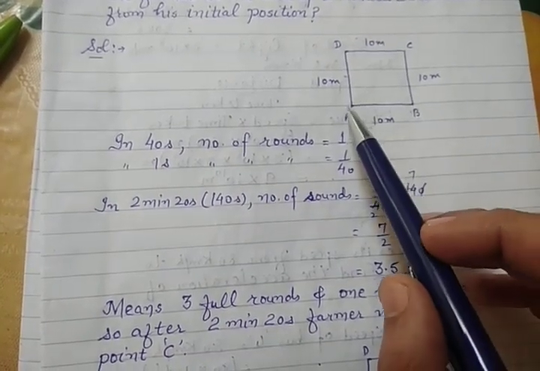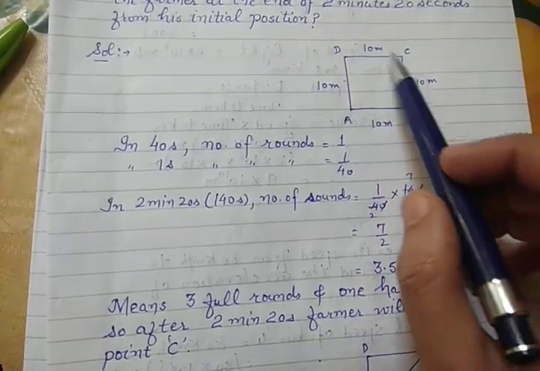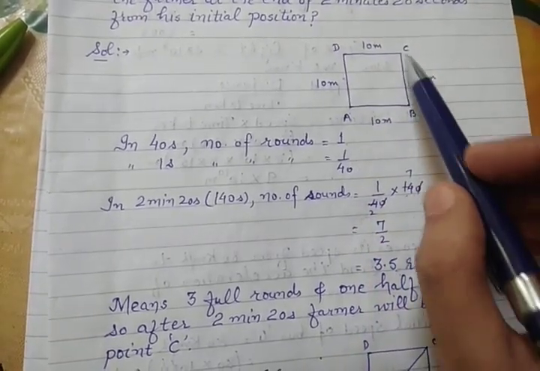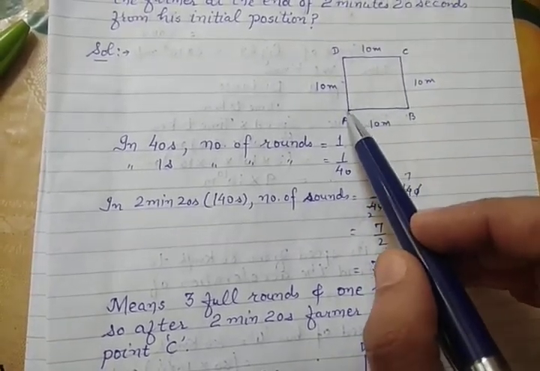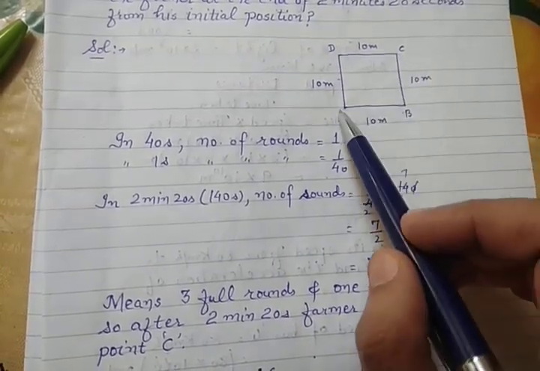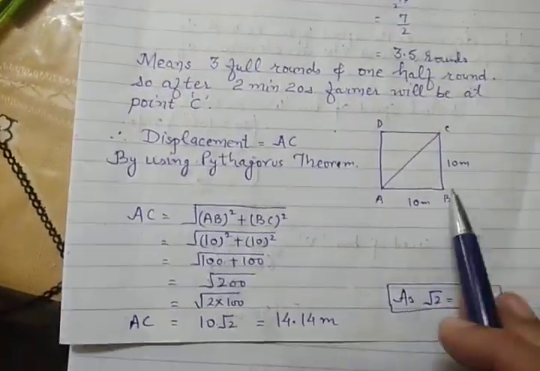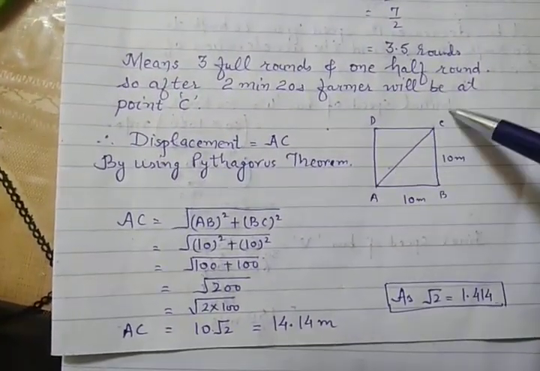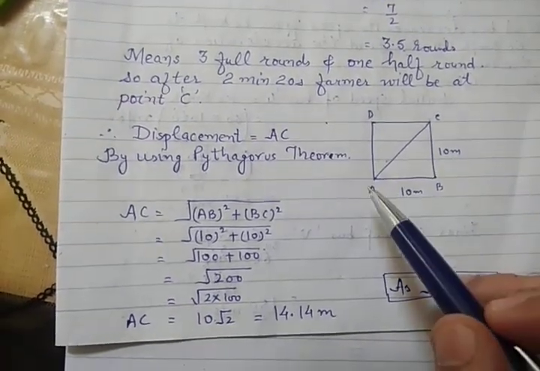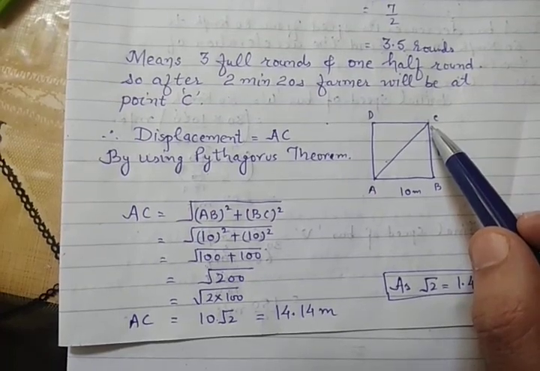Full round means from A to A again, 1 round, then second round, then third round. It means the half round will be from A to C. This will be the half round from A to C. So this means AC will be the displacement. And this is the initial position. This will be the final position after 2 minutes and 20 seconds.